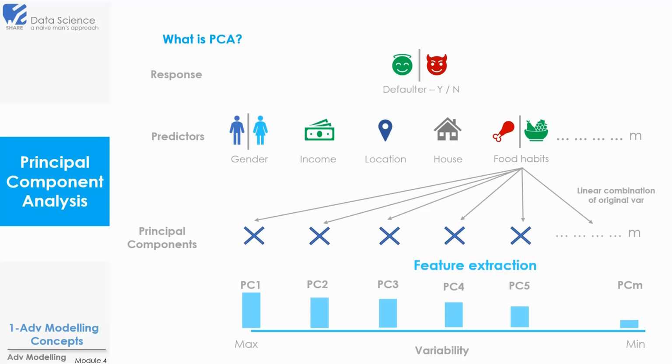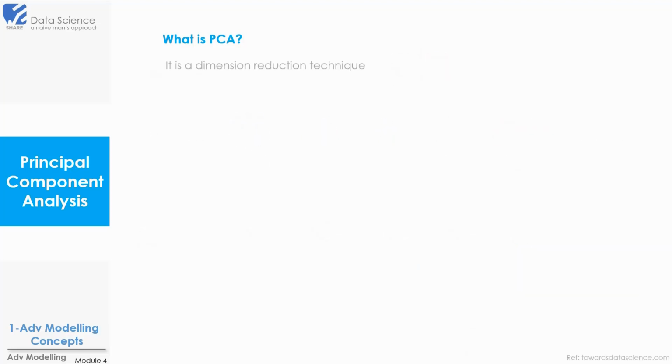Now let's see what is the definition of PCA. As I said earlier, PCA is a dimension reduction technique. A principal component is an orthogonal linear combination of the original predictors. And principal components are orthogonal to each other. It means that they are independent of each other, or they are perpendicular to each other.